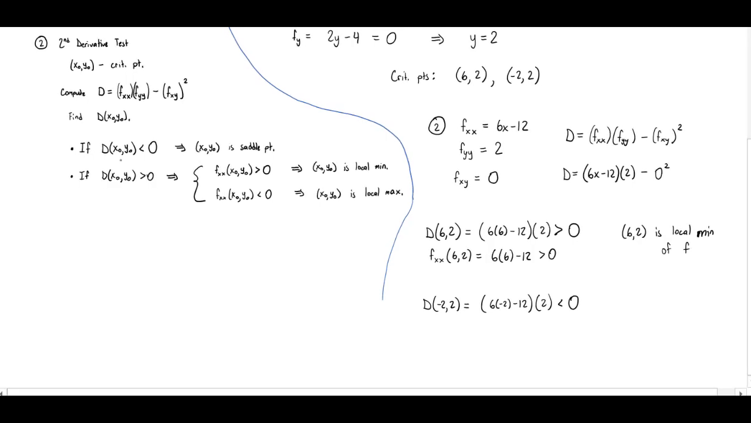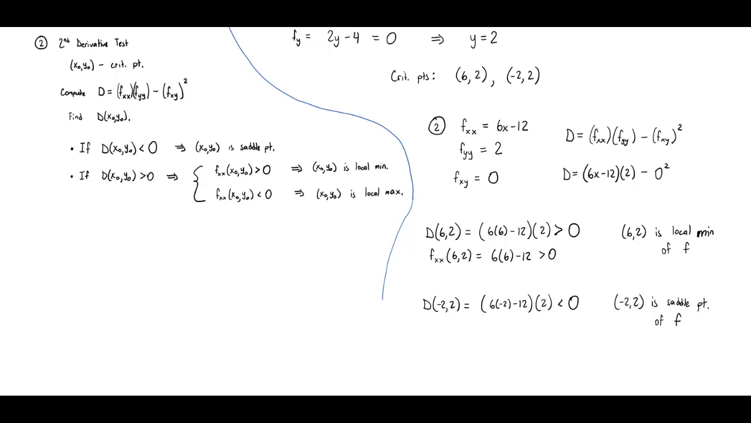So if D is less than 0, then that means your critical point was a saddle point, neither a max nor a min. So then here we'll just say (-2, 2) is a saddle. And then that'll be it for the problem, all right? Any questions about it?